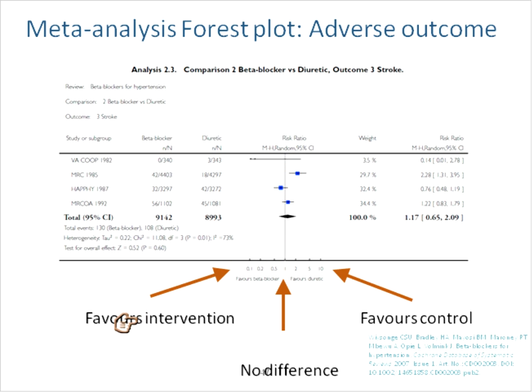Or you're seeing more of the outcome. That's an odd way to say that because it's an adverse outcome, but you're seeing more of it occur in the intervention group. This side is for the control group, and if something crosses this middle line, then that's saying that there's no difference between the groups in the occurrence of that outcome.